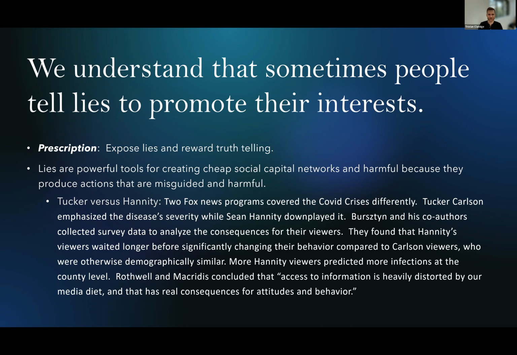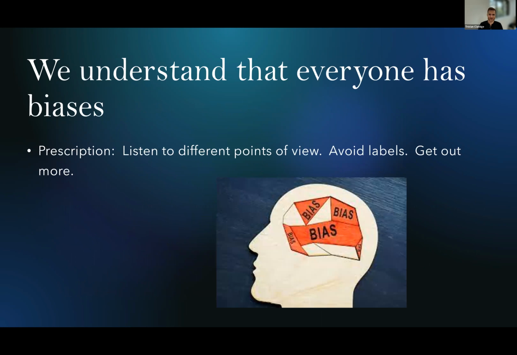And so if we can expose those lies, if we can reward truth-telling more in our society through our media and our institutions, then we can reduce the opportunities for these cheap social capital networks to form, and particularly for them to be manipulated if they do form towards individual benefits. So the next one is understanding that everyone has biases, cognitive biases, and if we can listen to different points of view and avoid labels, then this will help to reduce those cheap social capital networks.